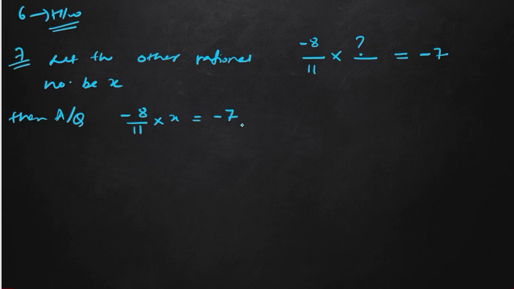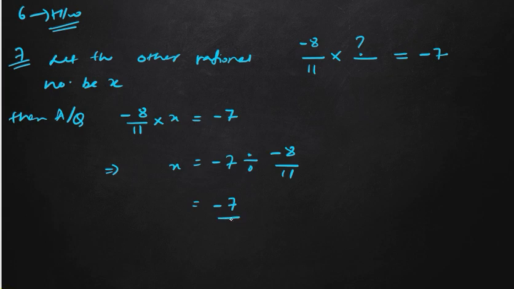Now how do we solve this? x is fixed here, the equals sign is fixed and minus 7 is also fixed. We transfer minus 8 by 11. Minus 8 by 11 is being multiplied, so if it changes side, it will get divided. So if we take it to the right side, it will be divided by minus 8 by 11. So minus 7 stays fixed.